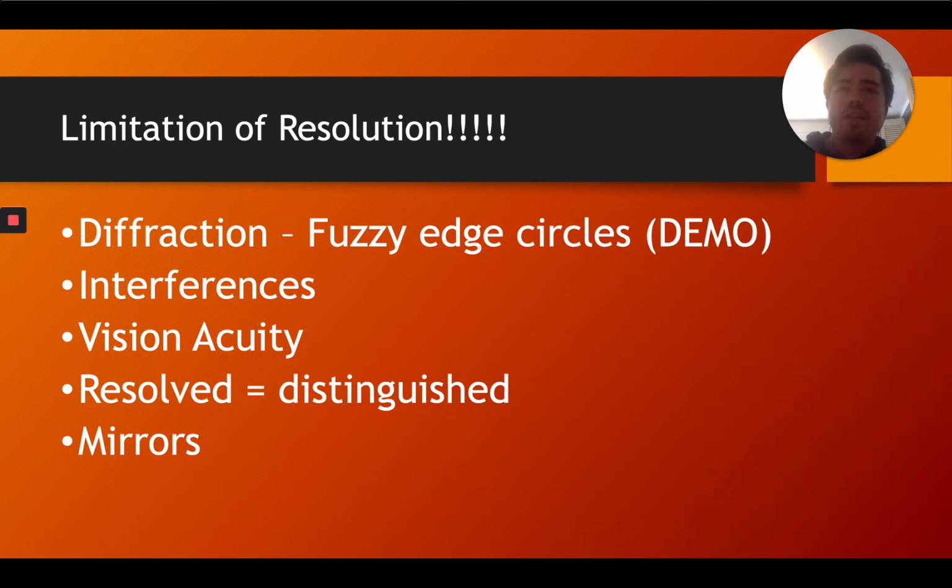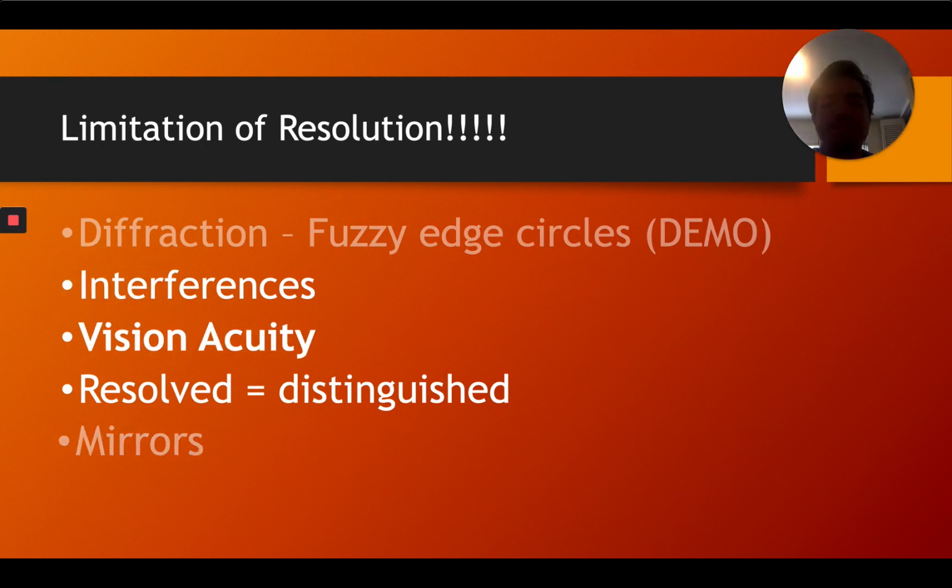When two central maxima overlap, it's hard to distinguish them from each other. Our vision is actually limited by this because our pupil can only dilate so much. We're going to talk about that next. Resolution equals distinguishability. The more distinguishable something is, the more resolution it has. Don't forget mirrors are also a type of opening, and they go with the apertures and the lenses. It's just another medium.